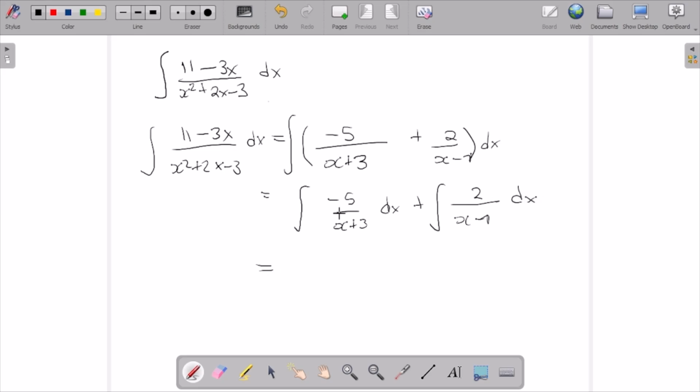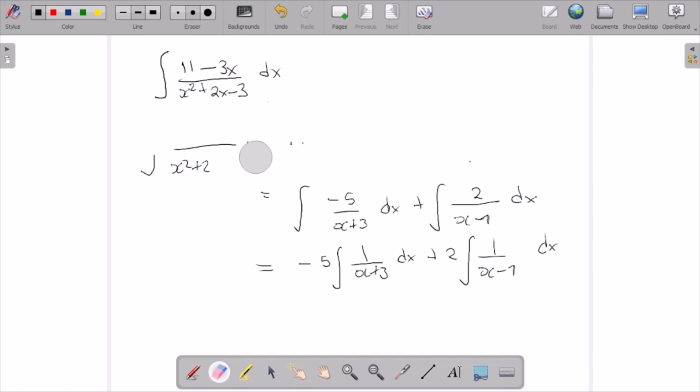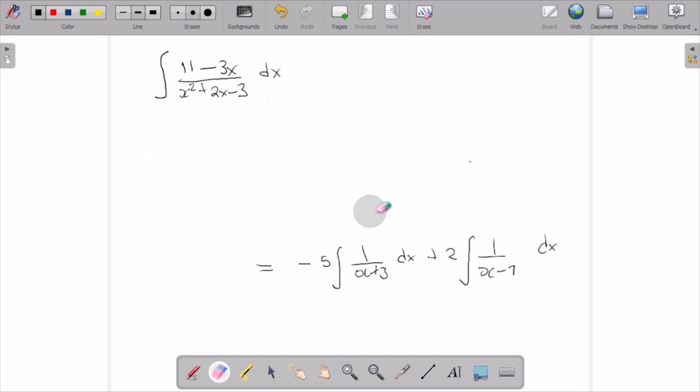Now 5 is a constant, so we can take it out of the integral. So this is going to be minus 5 times the integral of 1 over x plus 3 dx. Same for 2. 2 is a constant. We can take it out of the integral. So that is the integral of 1 over x minus 1 dx. Let me just wrap the top part to give us enough room. Okay, so what do we have now?